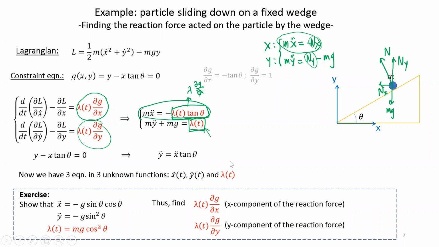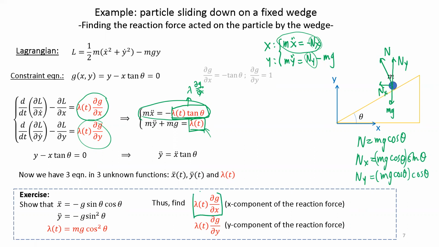Just try to work it out by yourself. From Newtonian mechanics, you know that n is mg cosine theta. Then nx is mg cosine theta sine theta, and ny is mg cosine theta cosine theta. Try to verify that this one is indeed this, and this one is indeed this.